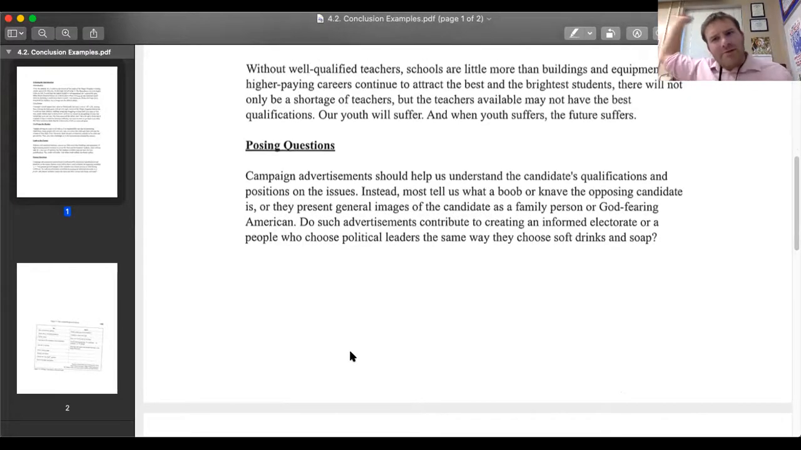Now let's finish with posing a question. Here's the posing a question conclusion. Campaign advertisements should help us understand the candidate's qualifications and positions on an issue. Instead, most tell us what a boob or a knave the opposing candidate is, or present general images of the candidate as a family person or a God-fearing American. Do such advertisements contribute to creating an informed electorate, or a people who choose political leaders the same way they choose soft drinks and soap?